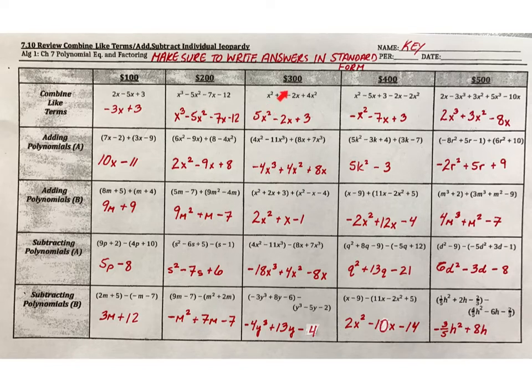Here, for the question worth 300. X cubed and there is another x cubed. No, there is no other. I think this is x squared, sorry. So x squared plus 4x squared. These are like terms. You get 5x squared. 3 as it is, and then the negative 2x here, because there is no other x term with it.